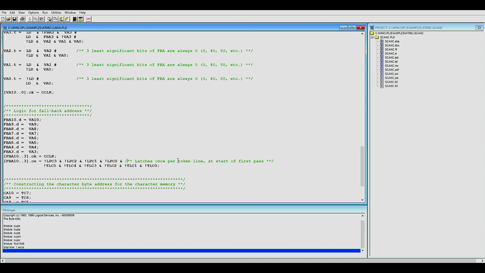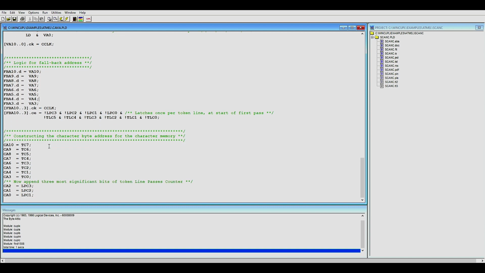We need it to be able to go back to where it was in the beginning. So how do we know what it was in the beginning? Well, by latching that in the beginning. Essentially, that's the logic here.